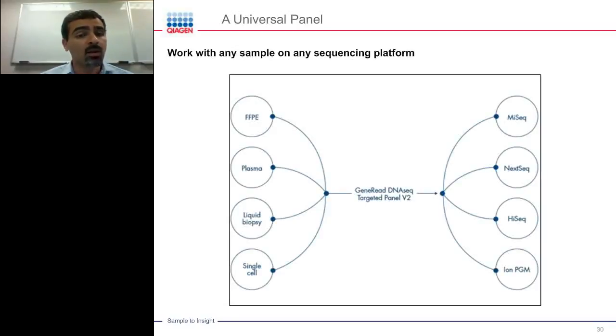But it is a universal panel in the sense that you can use it for any sample or on any major sequencer. So as long as you can get 40 nanograms of DNA, whether it is an FFPE sample, a plasma sample, liquid biopsy, or single cell, you can use the GeneRead DNAseq panel to enrich for BRCA1, BRCA2, and then you can sequence the libraries on platforms from Illumina as well as platforms from Ion Torrent.